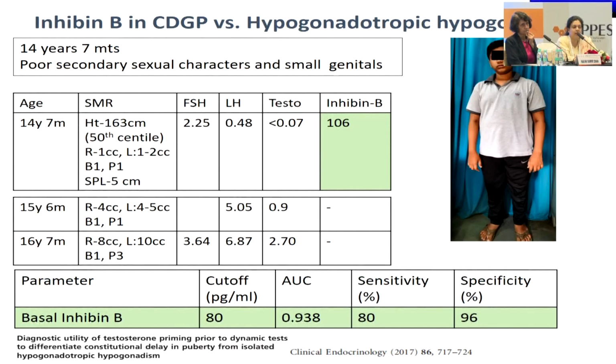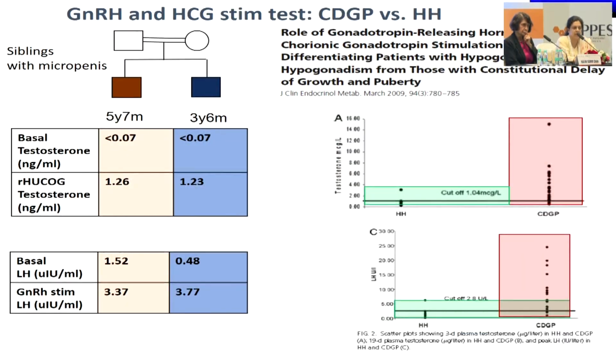And subsequently, over the next 2 years, this patient did enter puberty, and at the follow-up of 16 years and 7 months, his testicular volume had reached up to 10 cc, and his testosterone had gone up to 2.7 nanogram per ml. So this is a case scenario where the baseline inhibin B value was very useful in reaching a diagnosis. But let us look at the next set of cases.